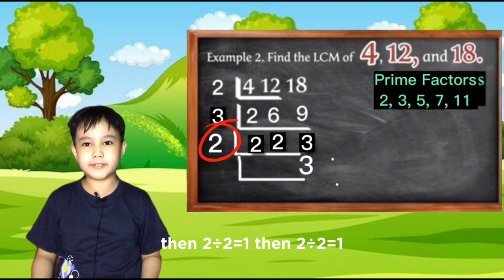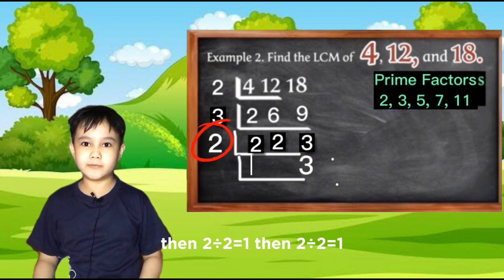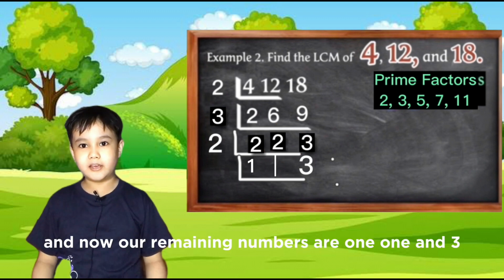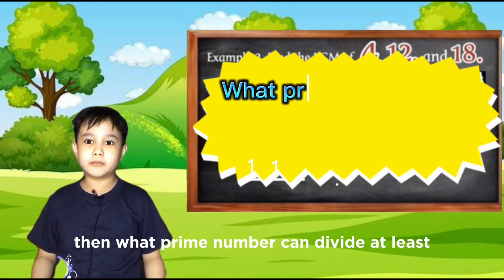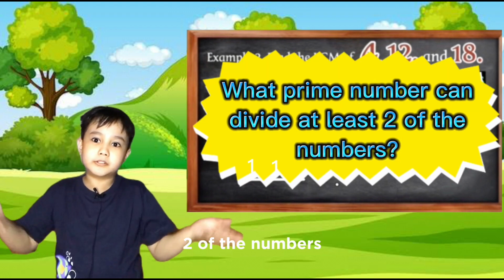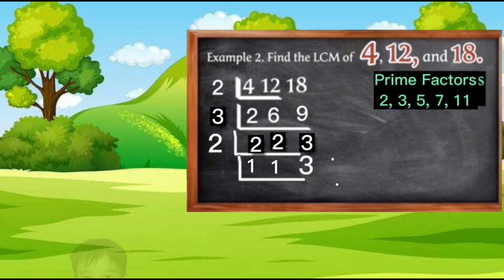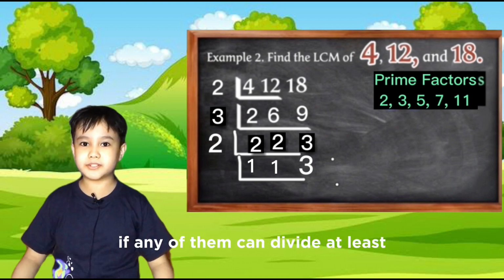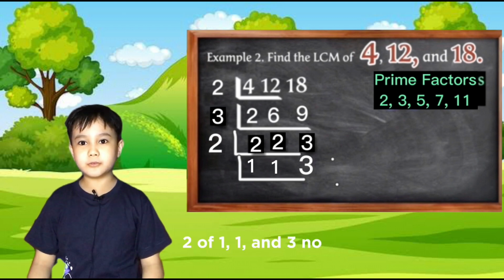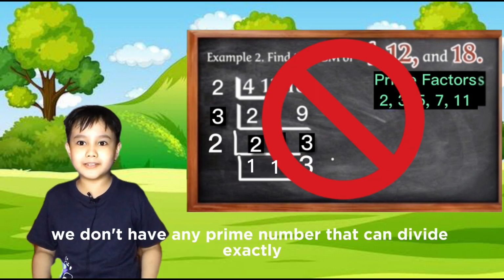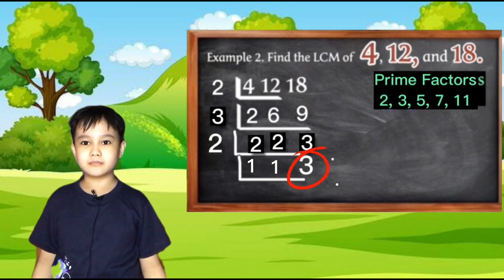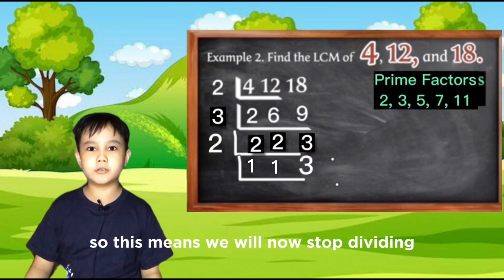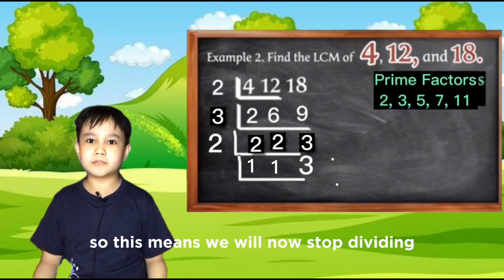Then 2 divided by 2 equals 1. Then 2 divided by 2 equals 1. And now our remaining numbers are 1, 1, and 3. Then what prime number can divide at least 2 of the numbers? Let's see from these prime numbers if any of them can divide at least 2 of 1, 1, and 3. No. We don't have any prime number that can divide exactly 1, 1, and 3. So, this means we will now stop dividing.